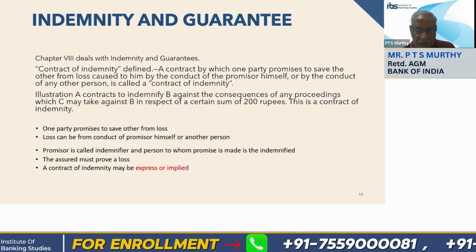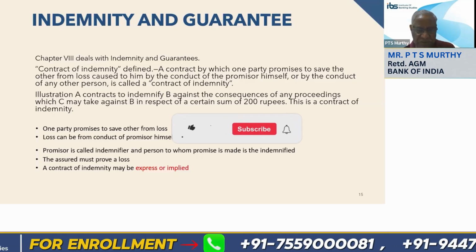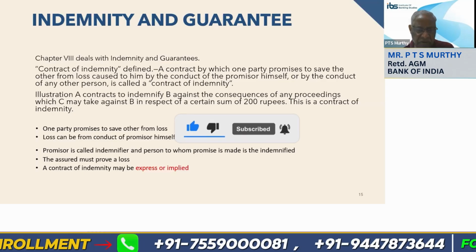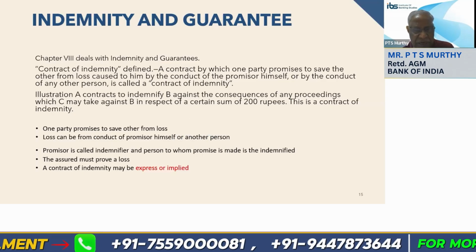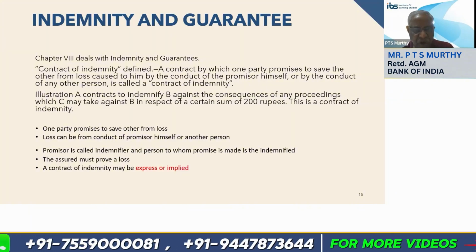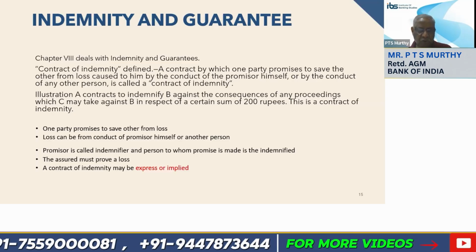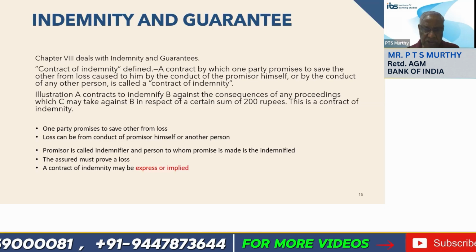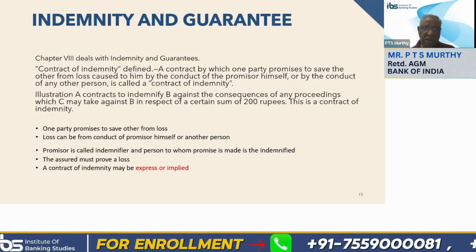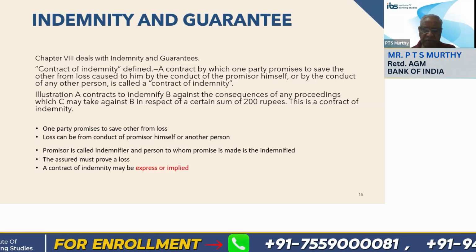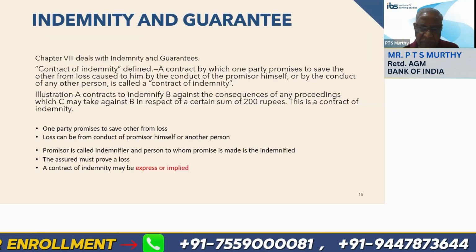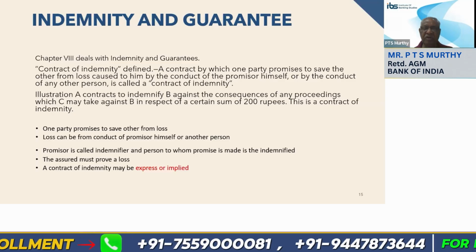That's why I say a contract by which one party promises, who is promising? The insurance company is promising to save the other from loss caused to him by the conduct of the promisor himself or by the conduct of any other person is called a contract of indemnity. So one is, what are the losses? What are the events for which losses are to be covered? That has to be clearly spelled out in the indemnity bond or indemnity letter. Secondly, only if such losses happen will the indemnifier pay.